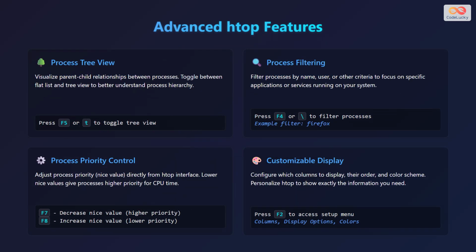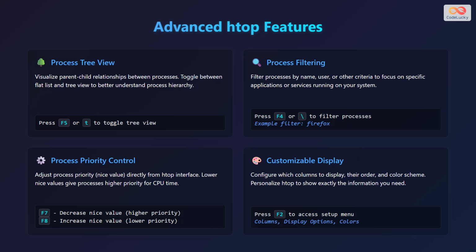Top has a number of advanced features that enhance process monitoring and management. The process tree view allows you to visualize parent-child relationships between processes. To toggle between a flat list and tree view, press F5 or T. Process filtering allows you to filter processes by name, user, or other criteria. Press F4 or / to filter processes. For example, you can filter for Firefox.